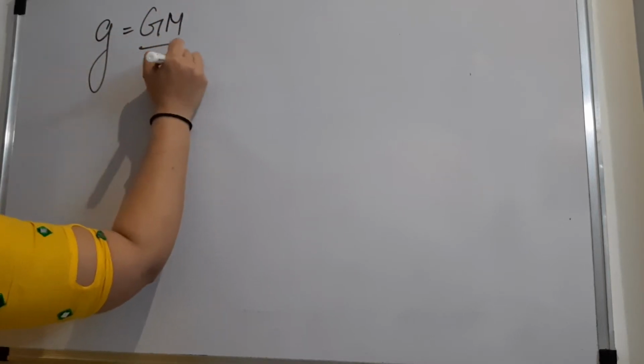What is acceleration due to gravity? What is the formula of it? We all are aware about it. So let us first write the formula, which says that g equals GM by R squared. So this is the formula for acceleration due to gravity.